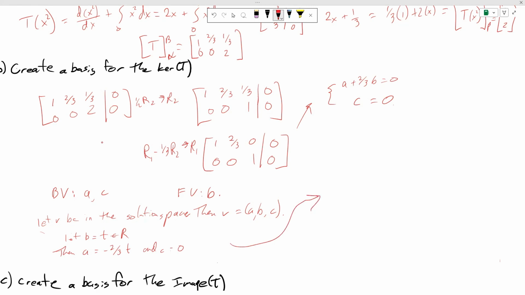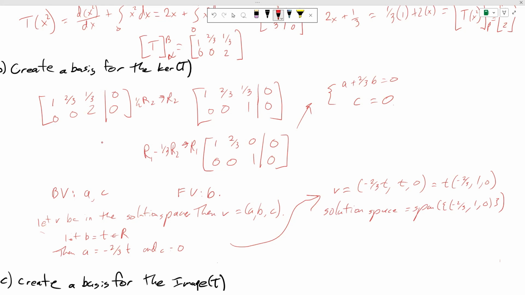Well, what does this tell us? This tells us that V equals minus 2/3 T, T, 0, which is T times minus 2/3, 1, 0. So the solution space equals the span of the set of vectors minus 2/3, 1, 0. And that vector is the coordinates of the vectors in our kernel.